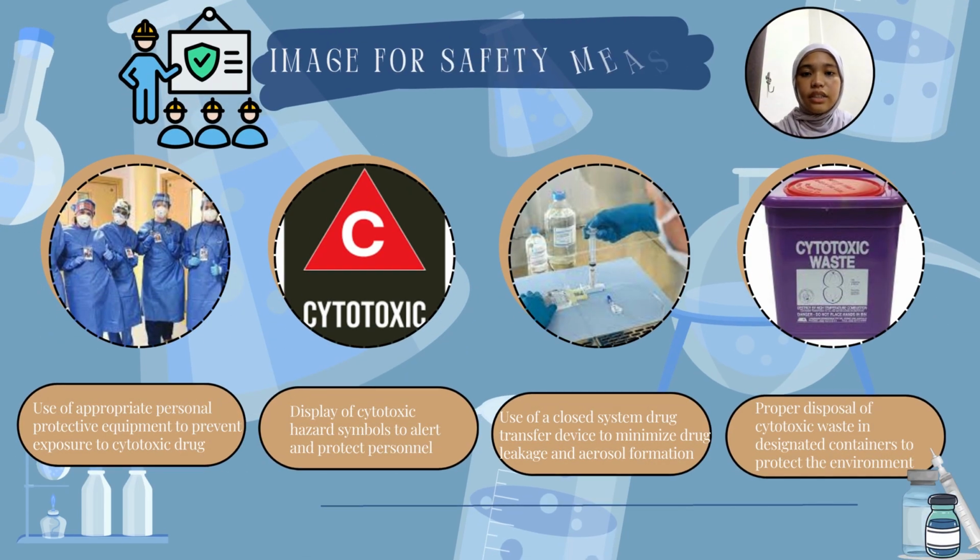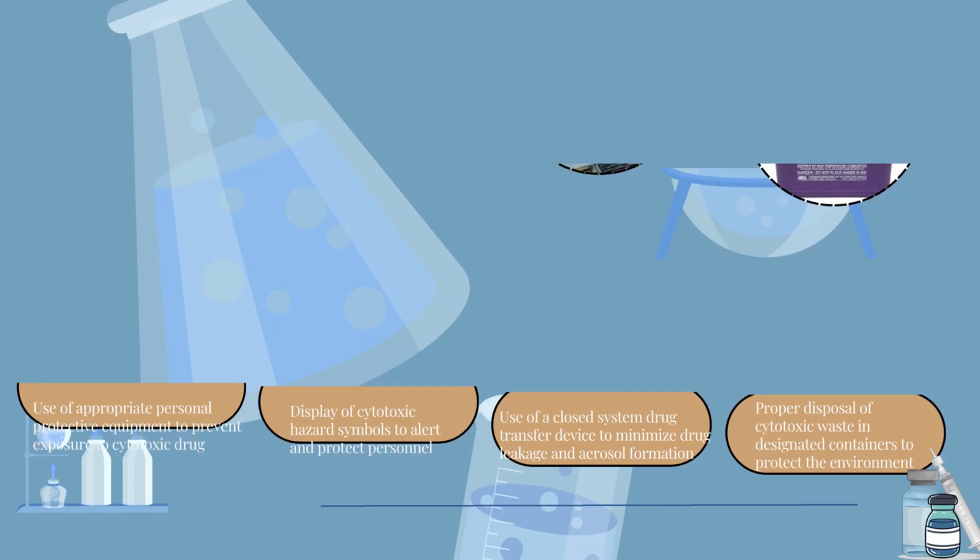This slide highlights the safety measures used during cytotoxic drug reconstitution. The first image shows healthcare personnel wearing full personal protective equipment to prevent exposure. The second image demonstrates the use of a closed system drug transfer device, which reduces the risk of contamination. The third image shows cytotoxic hazard warning signs that alert personnel to potential risk. And the final image represents proper disposal of cytotoxic waste, which helps protect both healthcare workers and the environment.